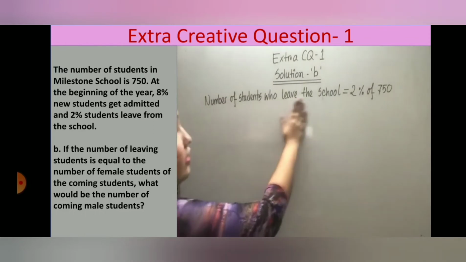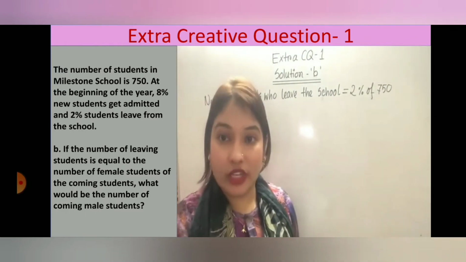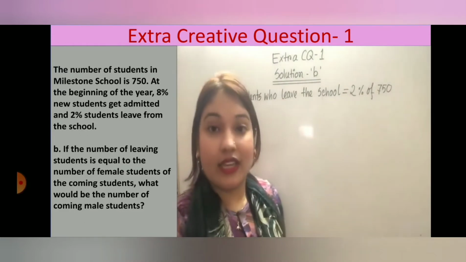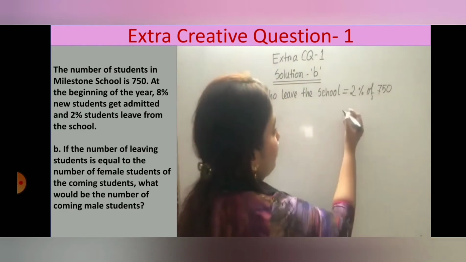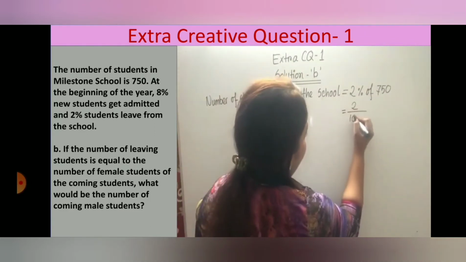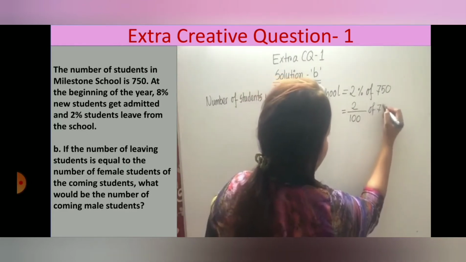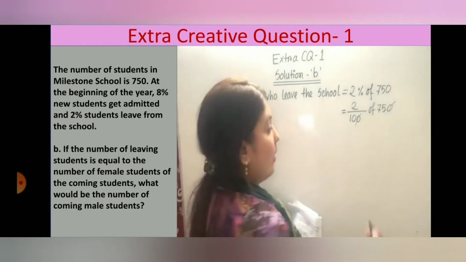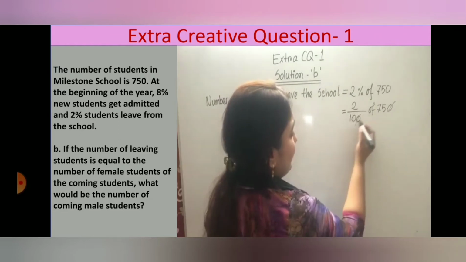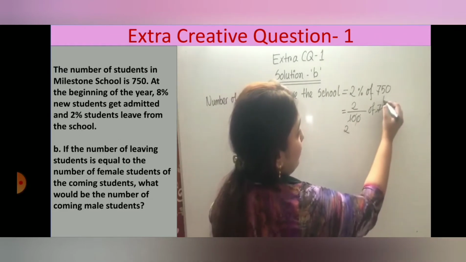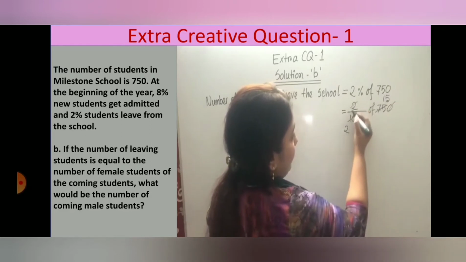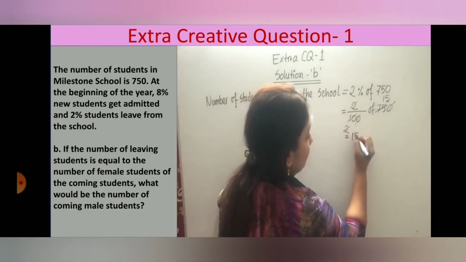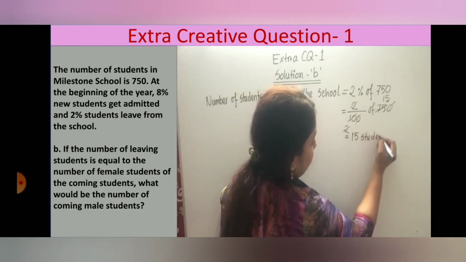The number of students who leave the school equals, from the stem we knew that 2% of students leave the school. Of what was the total number of students? Yes, it was 750. Now you can do the calculation. See, 2%, you can write it like 2 by 100 of 750. So you can reduce 10 from here and another 0 from here. Now you can divide both 10 and 75 with 5. It's 2 and it's 15. Here in numerator and denominator there is 2, so you can reduce 2. So what will be the answer here? Yes, it is 15 students.